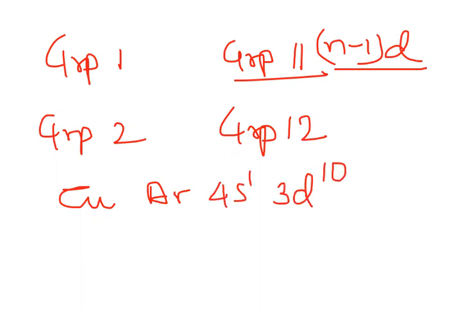So this is the nth shell, which is the valence shell. And which shell is now being filled up in this case? That is 3d, that is n minus 1 d. Why do we write it in general as n minus 1 d? Because when you go to the fifth period, then what?